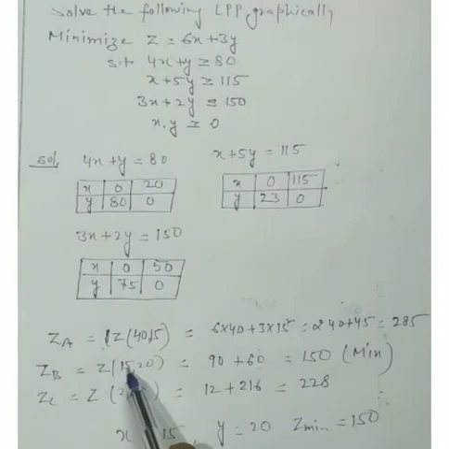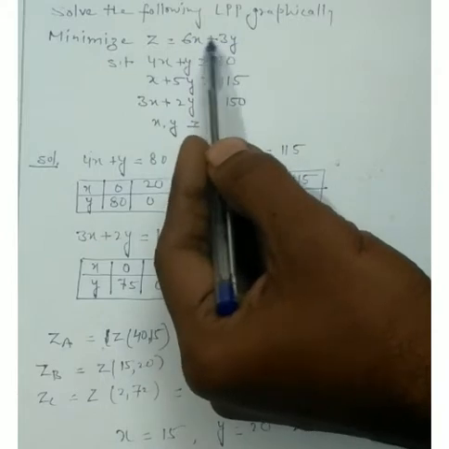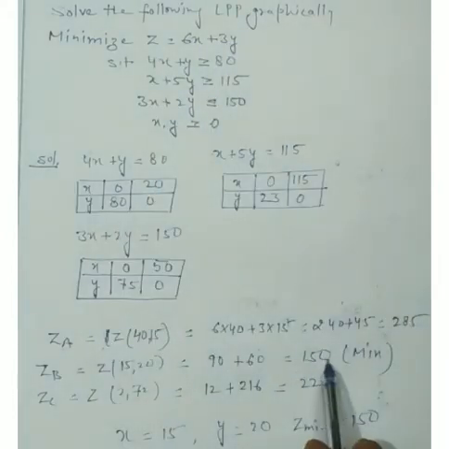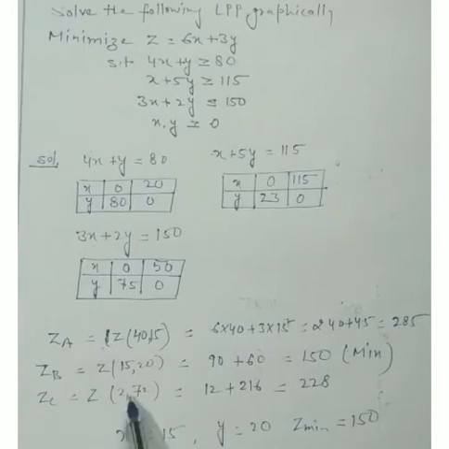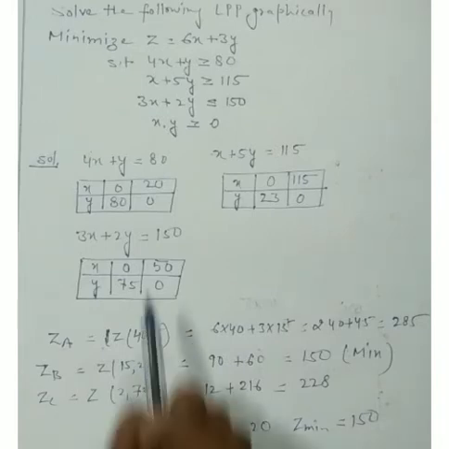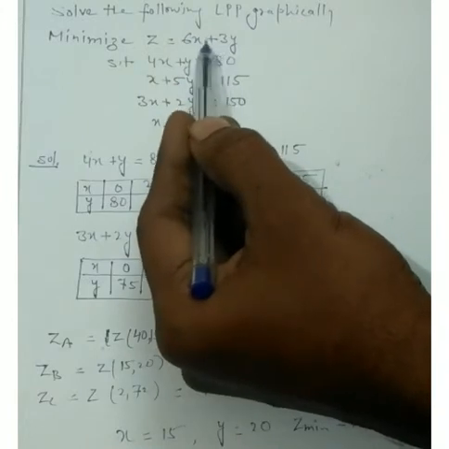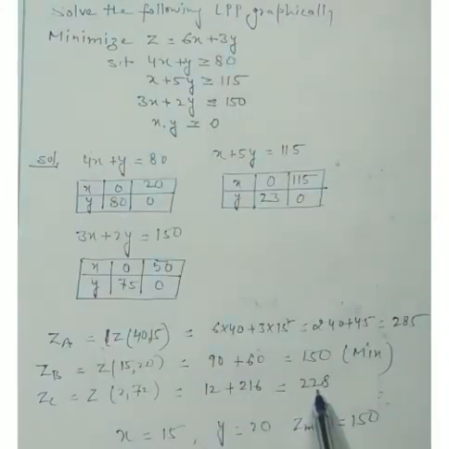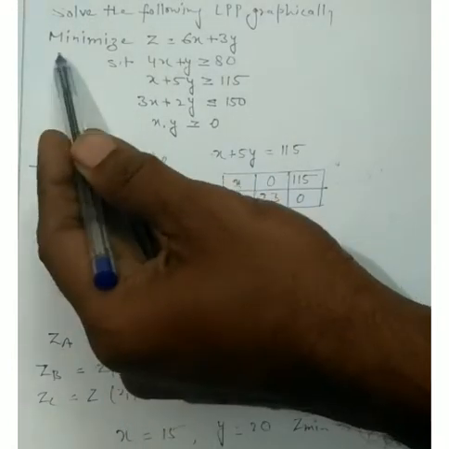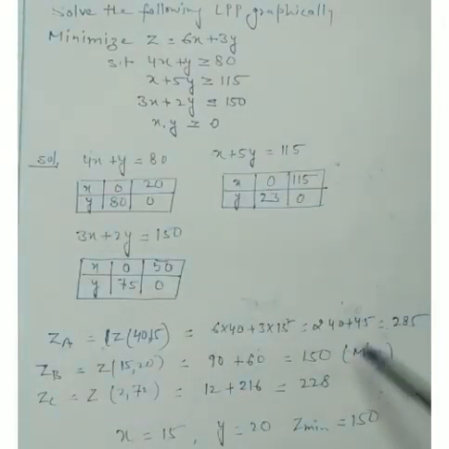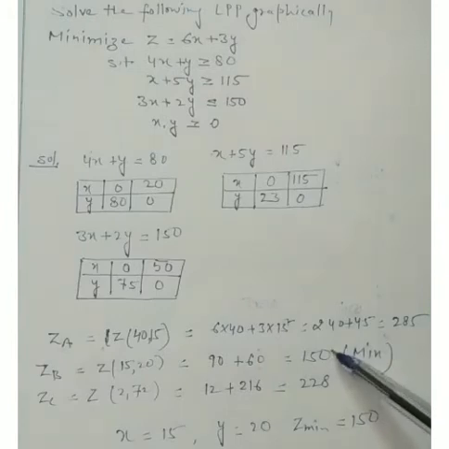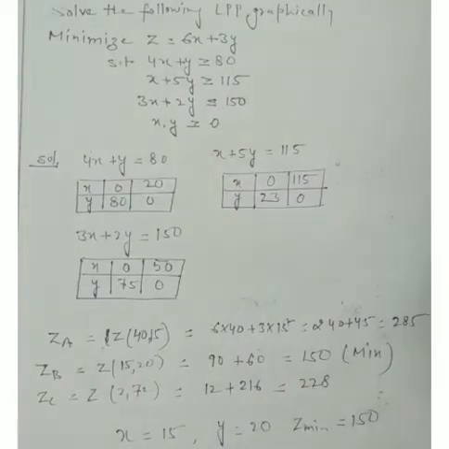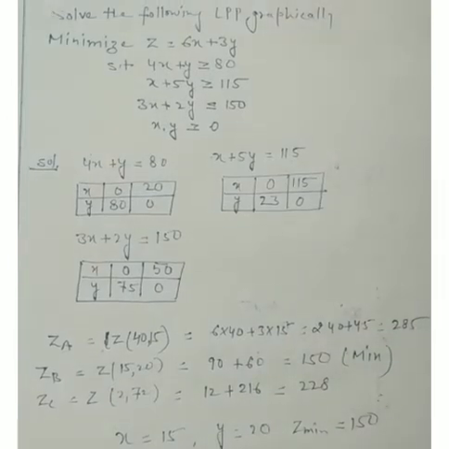Then the second point is 15, 20. We put this value of x and y in the given function z, we get 150 as the answer. Then the third point 2, 72, we place these values in this z in place of x and y, we get 228. Since it is a problem of minimizing, the minimum value obtained is 150. So the z minimum is 150 at x equal to 15 and y equal to 20. This is the solution of this linear programming problem.